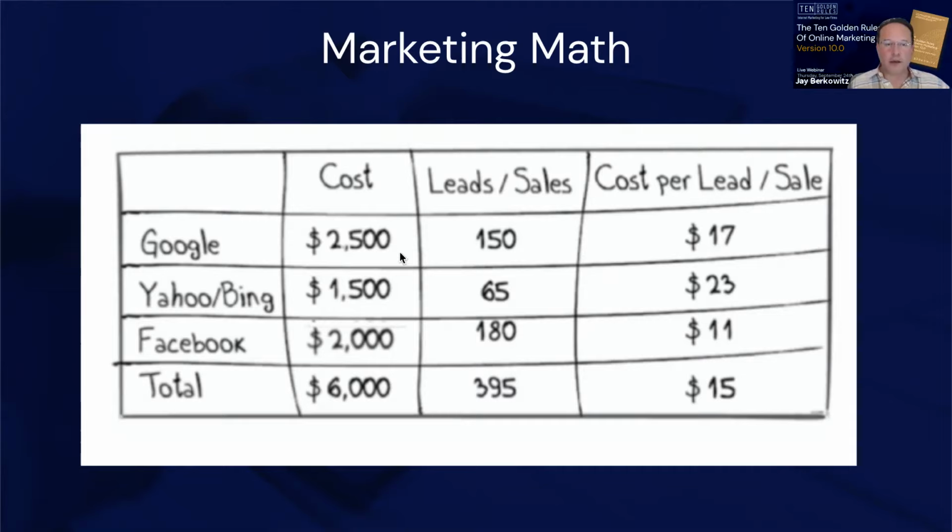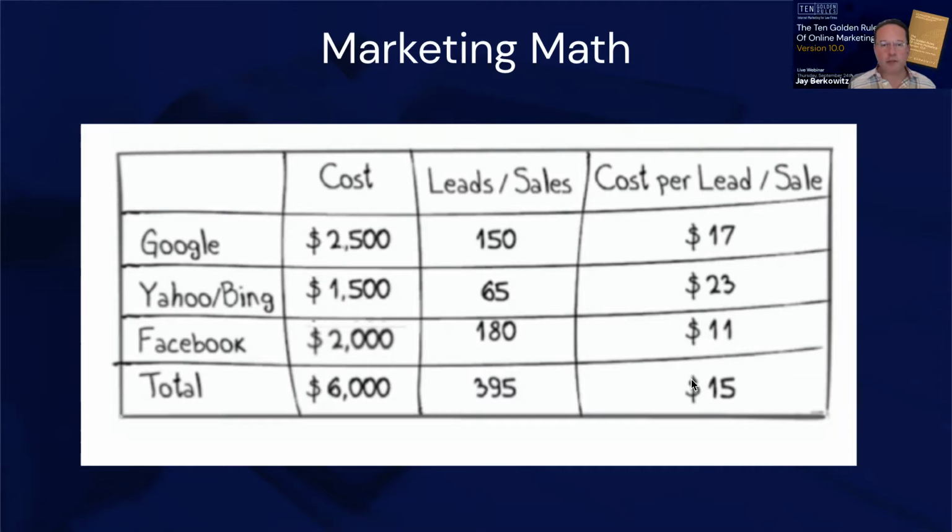If we spent $2,500 on Google and we got a $17 cost per lead. Now a lead for a professional services or a law firm would be someone filling out a form, making a phone call, or filling out the chat box. So it's $17. If on Yahoo it was more, it cost us more to get a lead, $23. So not as good, right? And Facebook was the best. It came in at $11. And our blended cost per lead was $15.